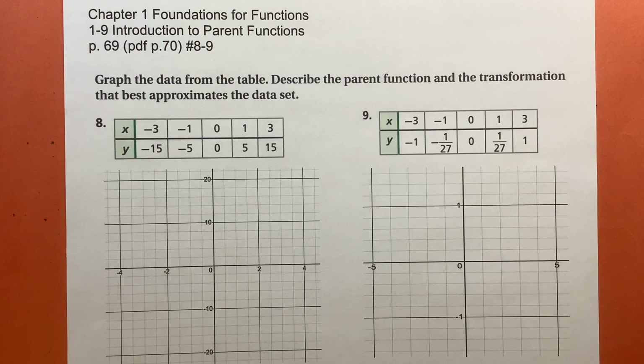And again, I got it backwards. Yeah, I think it's textbook page 70 and PDF page 69. That's what happens when you cut and paste.